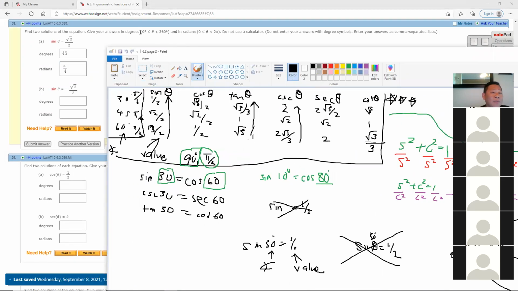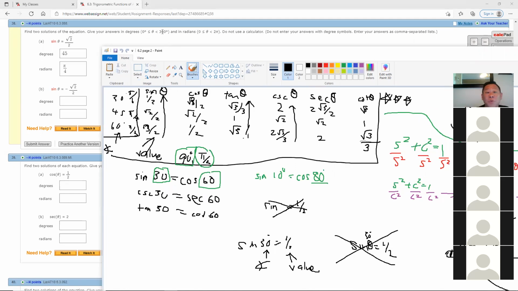However, in 6.3 it's a little bit different, because now the angle that we are asking for is not between 0 to 90 degrees. It's going to be from 0 to 360 degrees. So in this case, it consists of two answers. If you watched my video in 6.3, when you look at all 360 degrees, a very important thing you need to know is All Students Take Calculus. Make sure you know this.